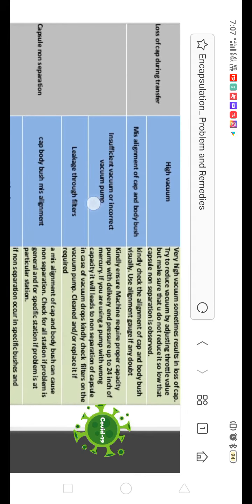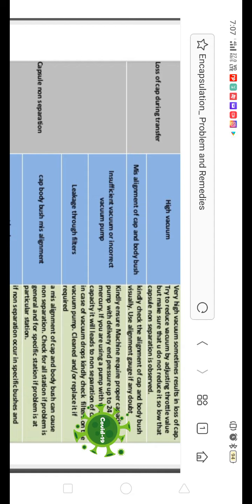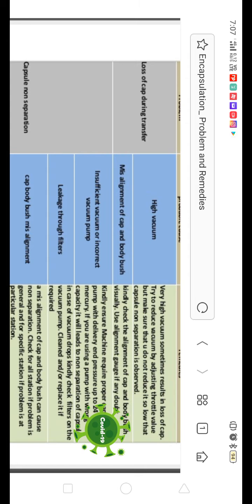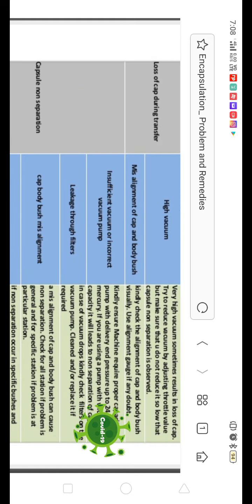Next is the problem of loss of cap during transfer. It is because of very high vacuum, which sometimes leads to loss of cap. So try to reduce the vacuum by adjusting the throttle valve, but make sure that you do not reduce it so much that capsule separation is not observed. And misalignment, again, of cap and body. For the remedy, we have to check the alignment visually by adjustment of the gauge.